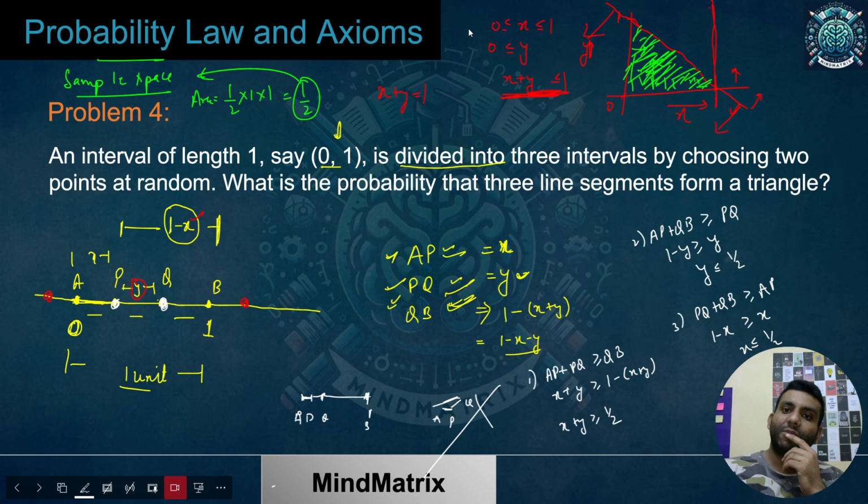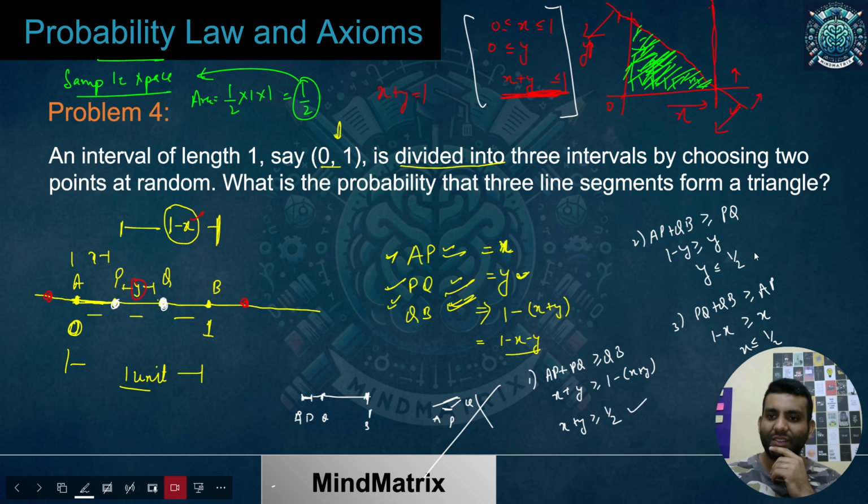So apart from these conditions, we have got three extra conditions. One is this, and this. Let's mark these conditions out for the event, that means for the points which we have chosen randomly to create a triangle. So X must be less than 1 by 2, so I'll talk about this side. Y must be less than 1 by 2, so I'll talk about this side. This is 1 by 2. And X plus Y must be greater than or equal to 1 by 2.